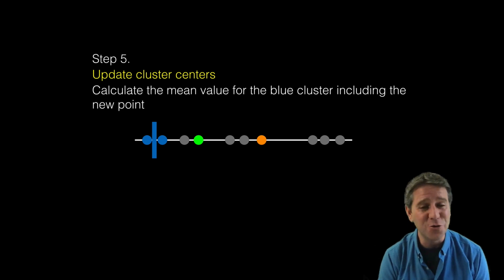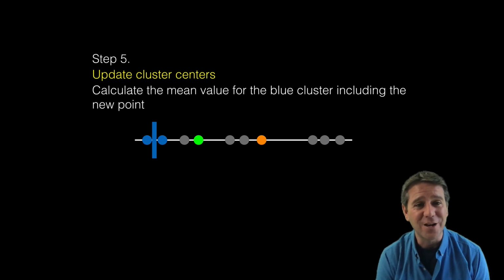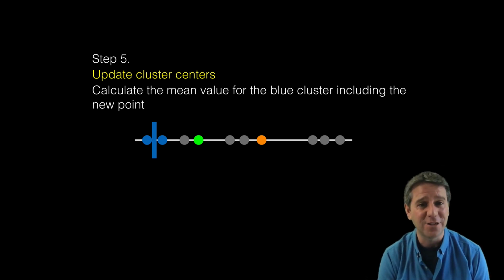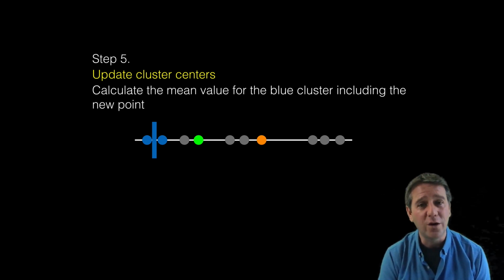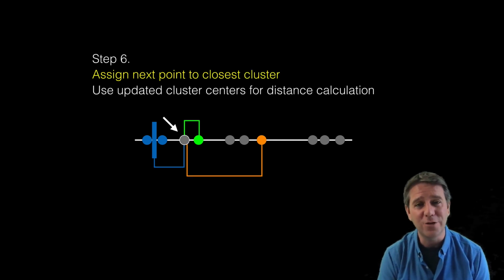And then what we do is we update our cluster representative point. We're going to calculate a new mean value for that blue cluster that includes this new point, and I'm showing that here with the blue line or segment here. And then we move on to our next unassigned point, our next gray point. And again, we do the same thing.